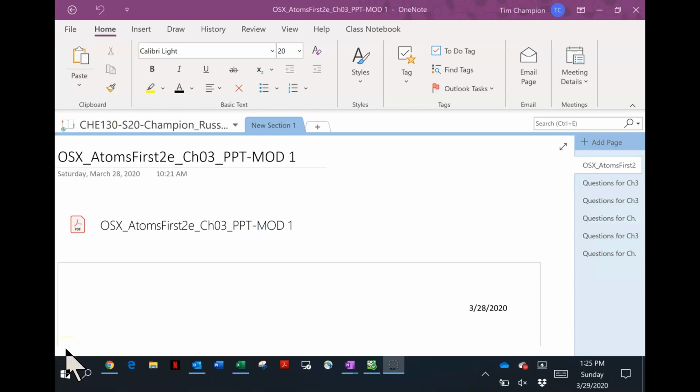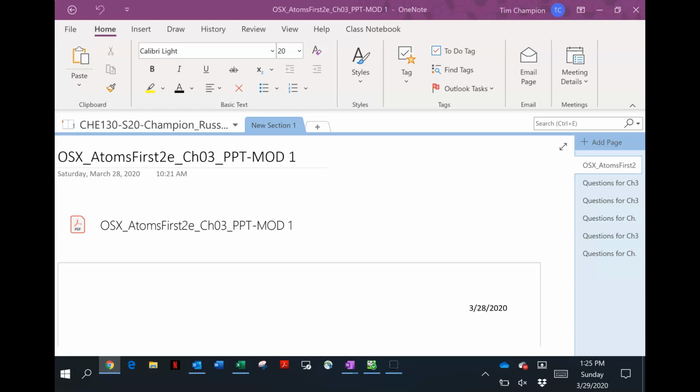Hi, this is Dr. Champion, and I'm going to be talking to you about the chapter here on electronic structure and periodic properties, which is chapter 3 in the OpenStax Atom First 2 edition book. I've got the screen here now on our OneNote file, and I'm going to be writing some lecture notes on that.